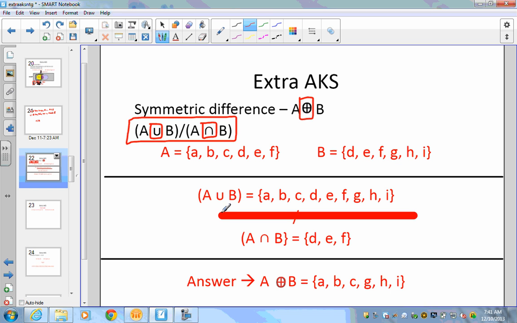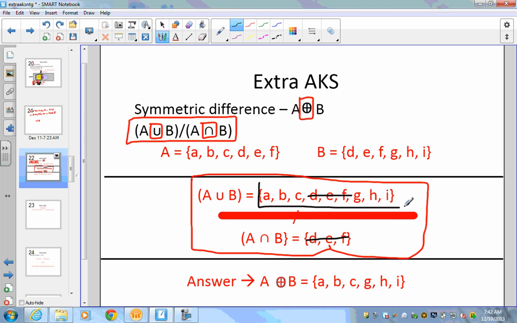Now, I went ahead, and in this next step here, I went ahead and put everything in. I set it up here, and so I went ahead and put the union of these two sets on top. So the union of A and B is A, B, C, D, E, F, G, H, I. And of course, the intersection of what's being shared is D, E, F. Now, once again, it's written as a fraction, so you would cancel out everything that is shared, and everything that's left on the top is going to be your answer.